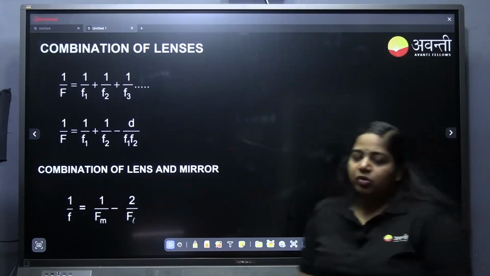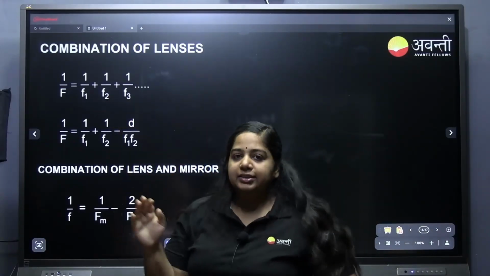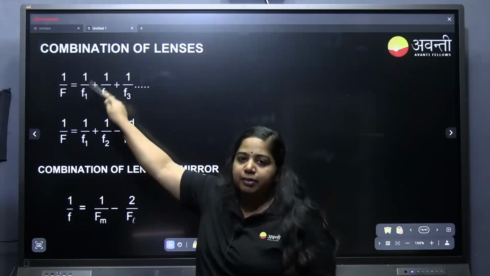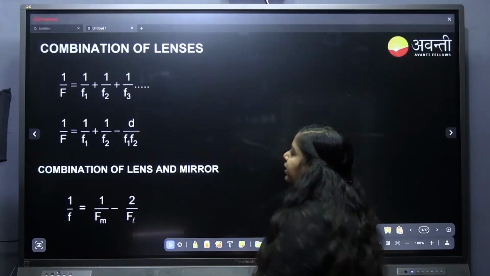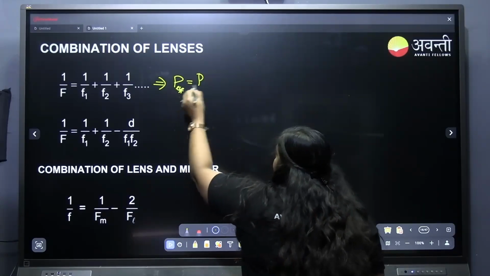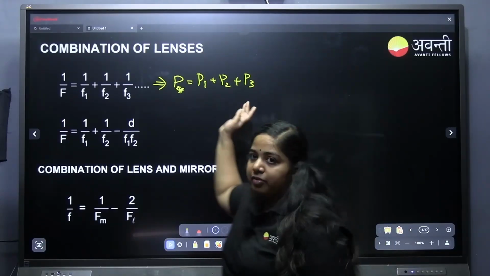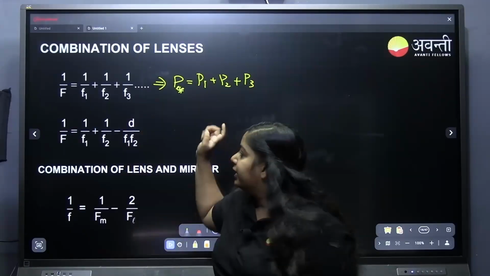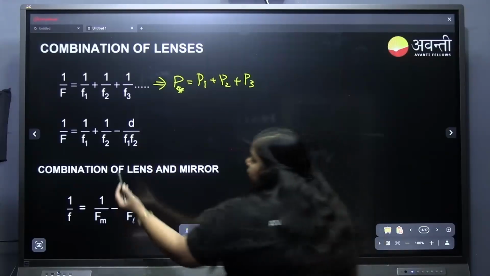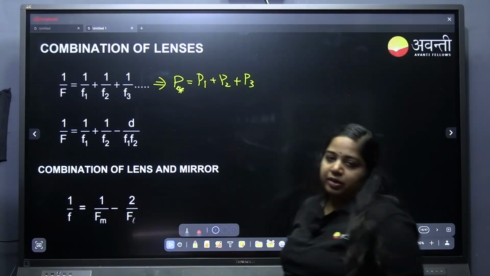Next is combination of lenses. If a number of lenses are kept close together, like 3 lenses, then the effective focal length is given by 1 by f1 plus 1 by f2 plus 1 by f3. This we get from effective power equal to p1 plus p2 plus p3. Similarly, if 2 lenses are kept at a distance d apart, then we have to use this formula, where d is the distance between them: 1 by f1 plus 1 by f2 minus d by f1 f2.